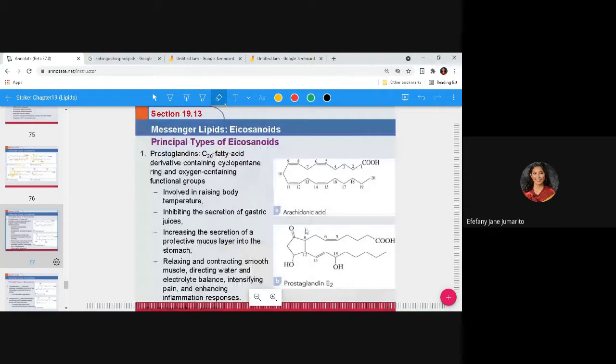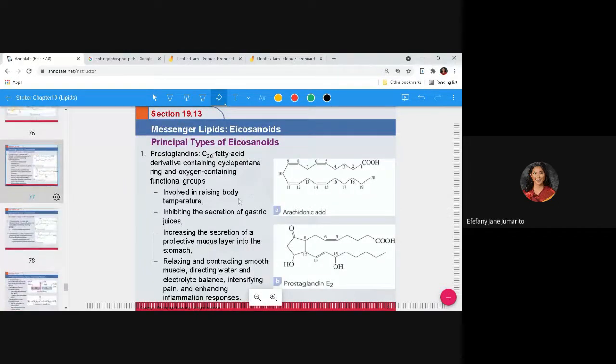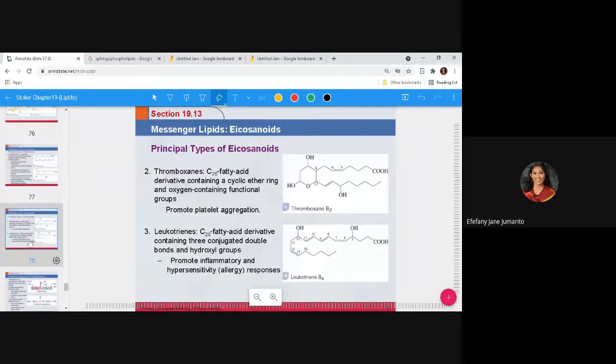So you read the functions. Prostaglandin inhibits secretion of gastric juices. Eicosanoids promote platelet aggregation. Thromboxane, if you have a wound, causes platelet aggregation, and it has a cyclic ether ring. Then we have your leukotrienes, which are for allergy responses. Three hydroxyl groups, two hydroxyl groups, and then double bonds. So you read it on your own, class.